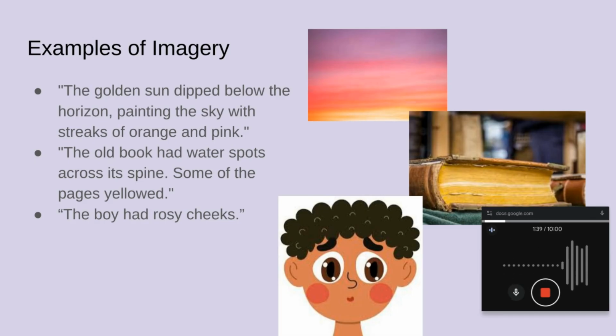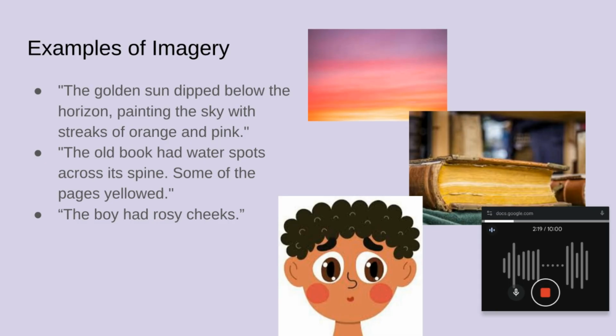Some examples of imagery are these sentences here. So, the golden sun dipped below the horizon, painting the sky with streaks of orange and pink. When you read this sentence, you can close your eyes and visualize exactly what it's saying. You can see the golden sun. They don't just say sun, they say the golden sun. So, you can see the color of the sun and it painting the sky with streaks of orange and pink. They don't just say a sunset, they describe exactly what the sunset looks like. And so you can visualize the streaks of orange and pink in the sky as you're reading.